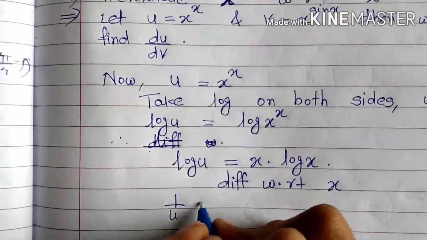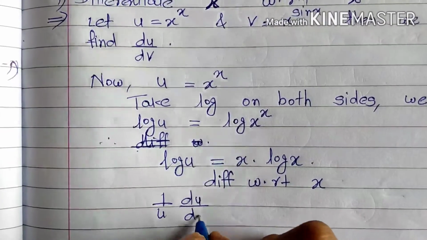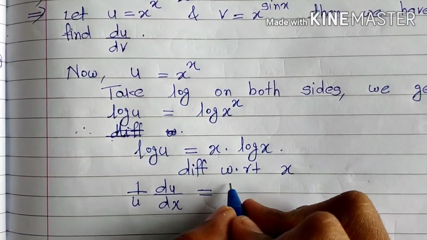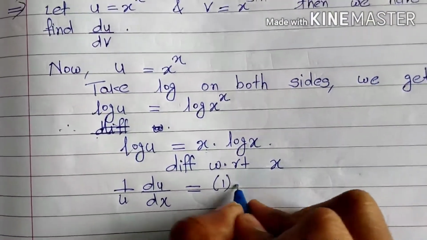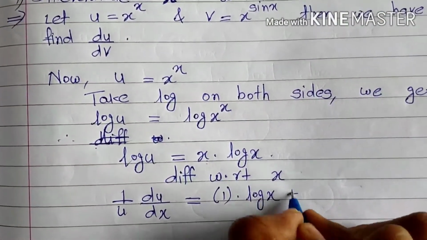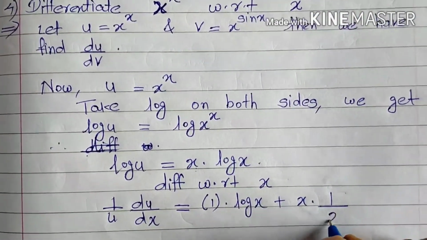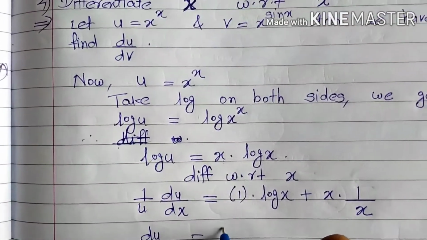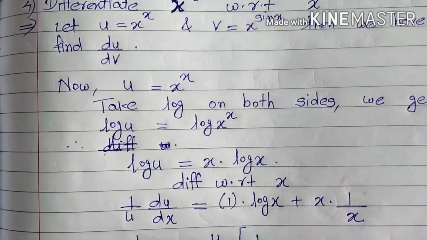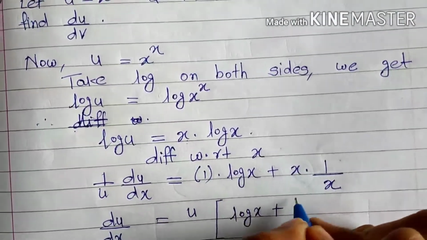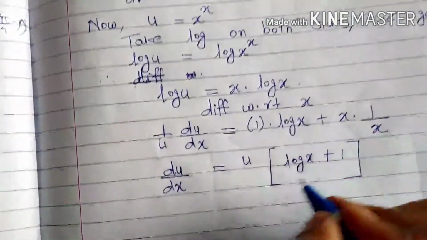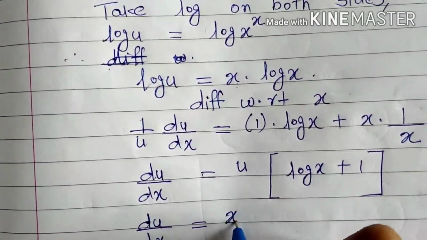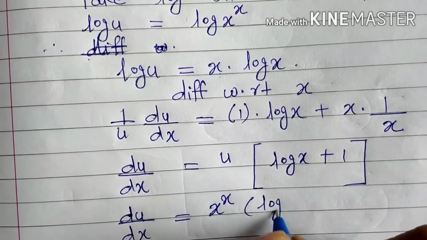So 1 upon u into du upon dx, and here is the u into v rule. So derivative of x is 1 into log x as it is, plus x as it is, and derivative of log x is 1 upon x. So du upon dx is equal to u into log x plus 1, because x gets cancelled. Now put the value of u. Du upon dx is equal to x raised to x into log x plus 1.